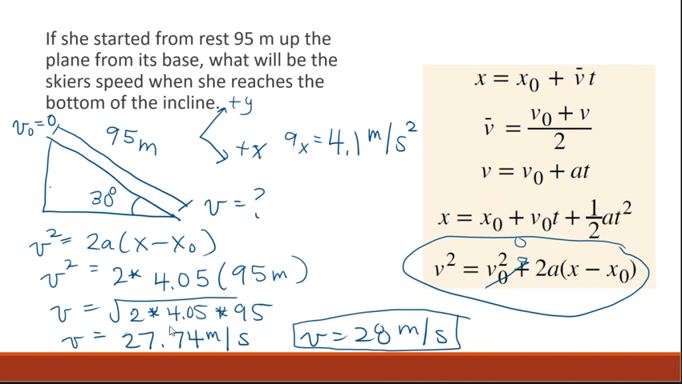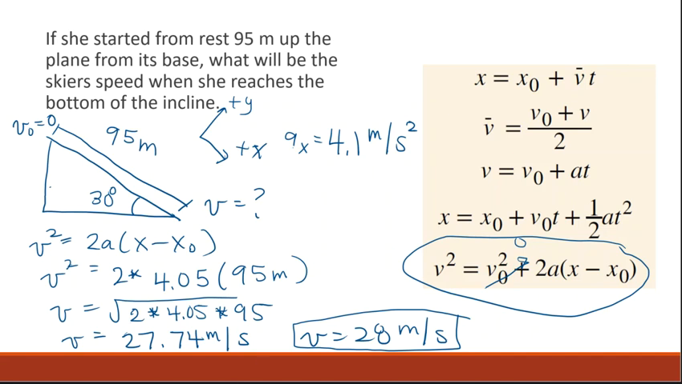So final velocity at the bottom of the incline is 27.74 meters per second. Everything's in 2 sig figs, so your final answer will be in 2 sig figs, so 28 meters per second.